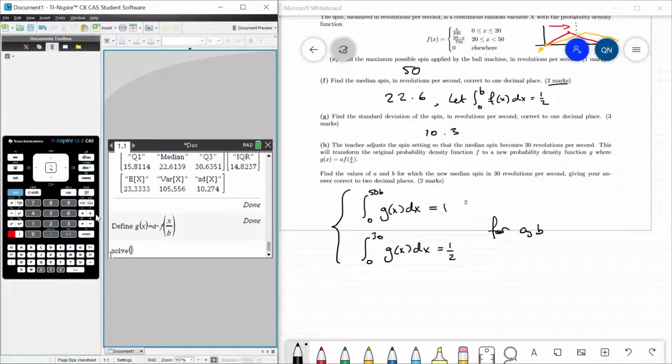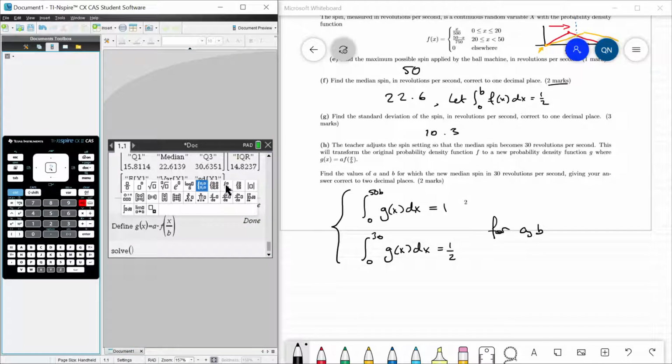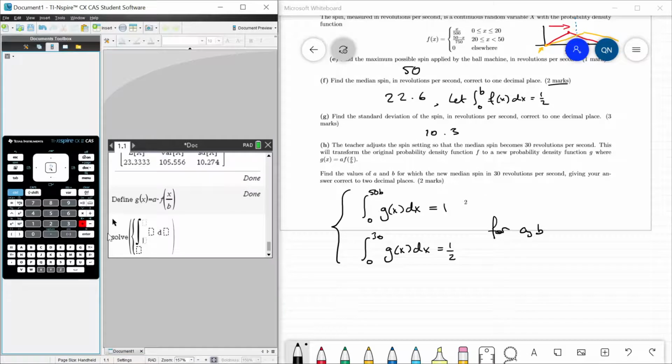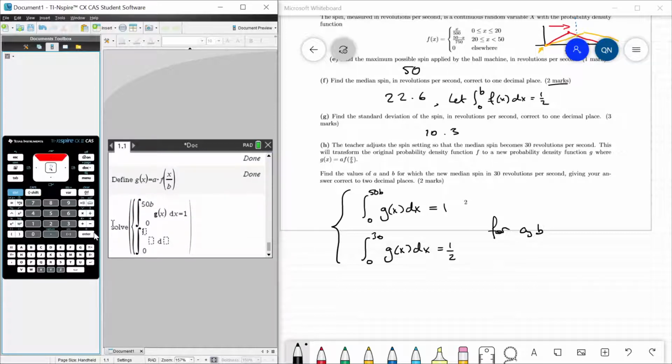So let's try to solve this simultaneously. I'm going to go solve, and simultaneous equation, let's use the template again. It is this template here. We want the integral, so shift plus the integral from 0 to 50b of g of x dx. We want this to be 1. Second of all, we have the integral from 0 up to 30 of g of x dx. Oops, wrote dx in the wrong spot. g of x dx to be equal to 1 over 2. And we are solving this simultaneously for a and b.